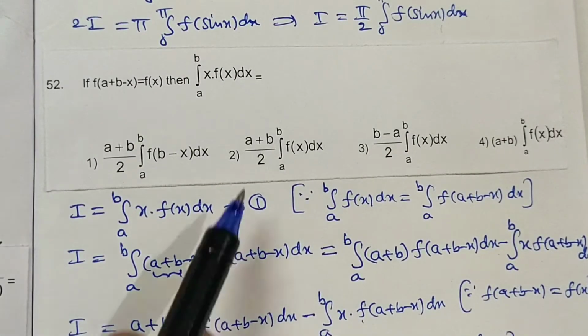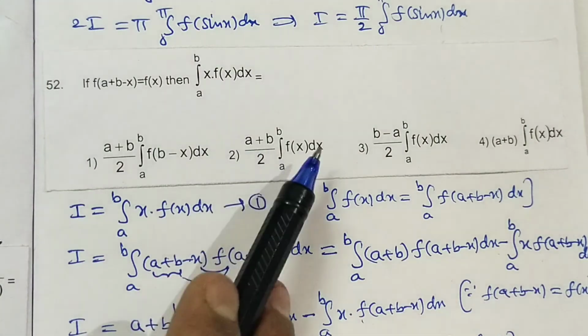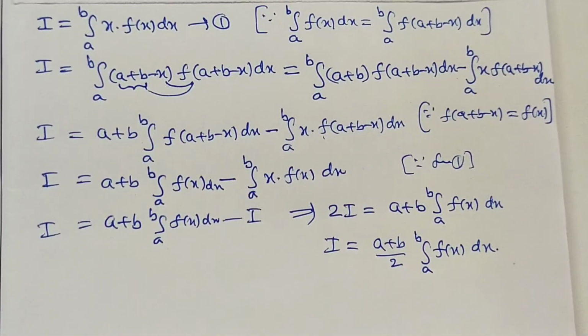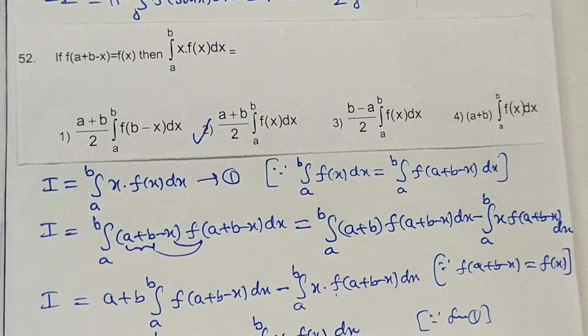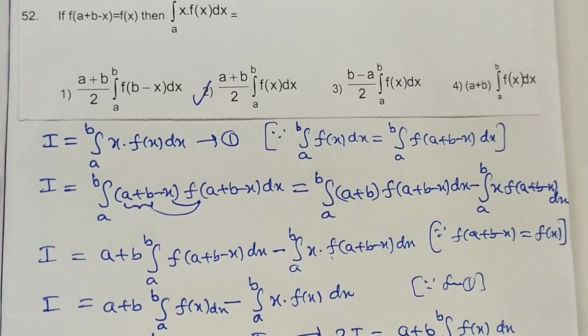Observe carefully. A plus b by 2 integral a to b f of x dx, which is there exactly in the second option. We'll move to the next question, dear students.